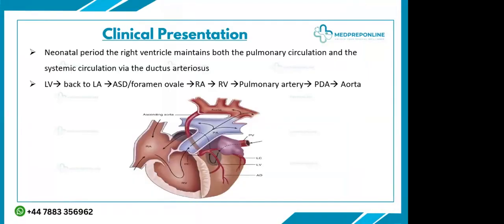So what is going to happen? In the neonatal period, the right ventricle maintains both the pulmonary circulation and the systemic circulation via the ductus arteriosus. And what is going to happen? Epstein anomaly is not related to Turner syndrome. The box-shaped heart, Epstein anomaly, is not associated with Turner's.